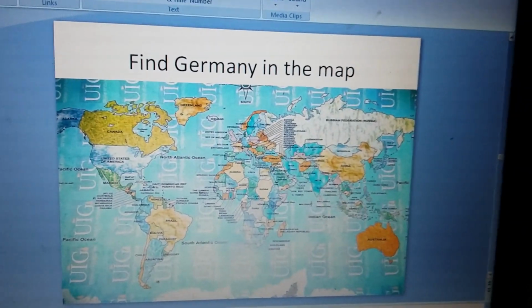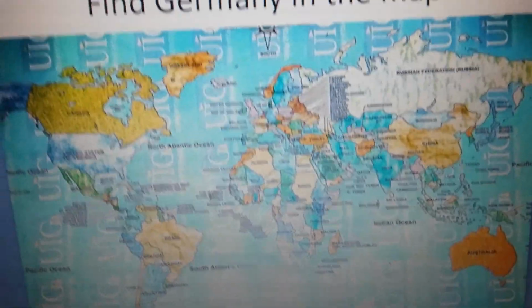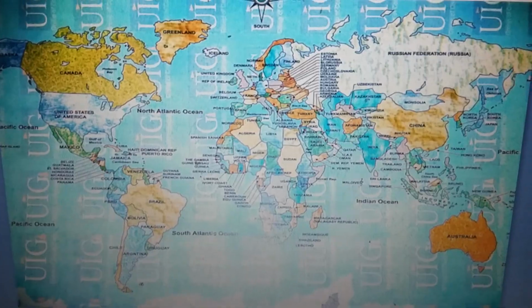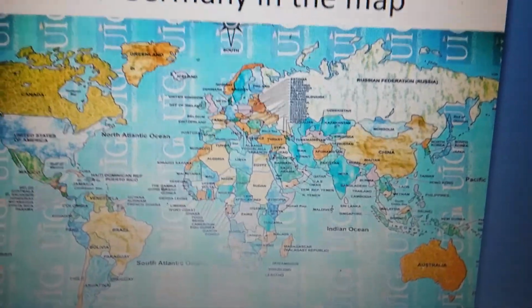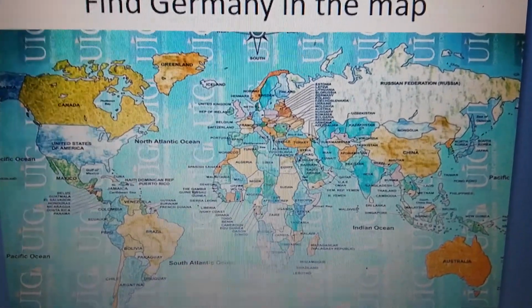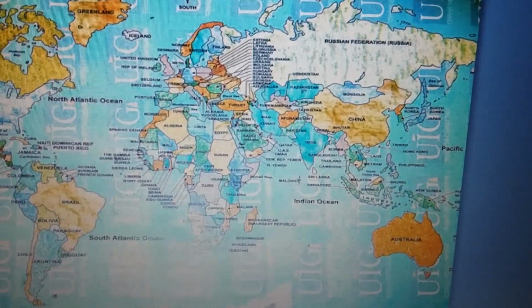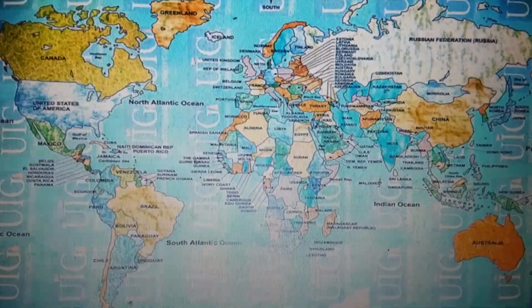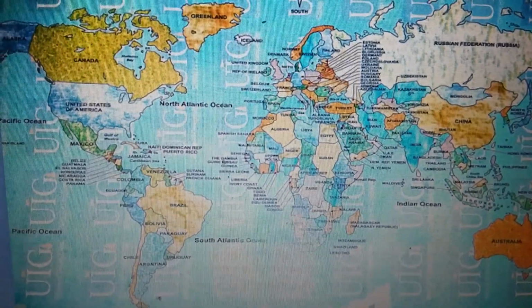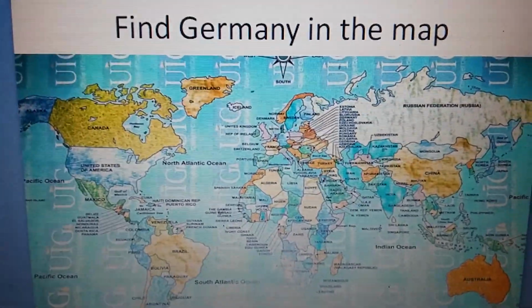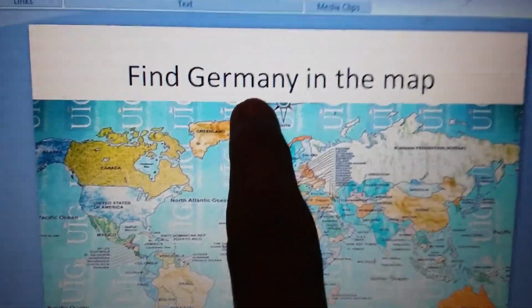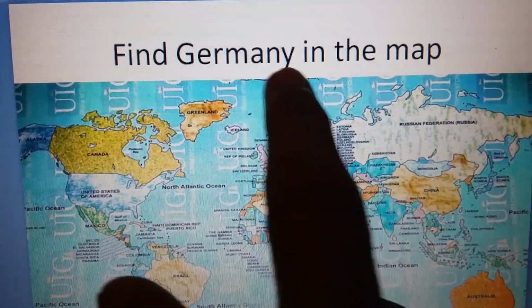Next is, find Germany. Here is a map. You have to find out Germany here. Try to find it. Focus your attention, focus your eyes. The spelling of Germany is given here. It is your activity. You have to find Germany.